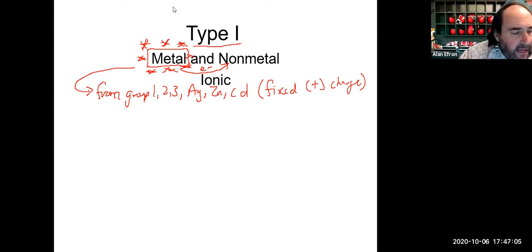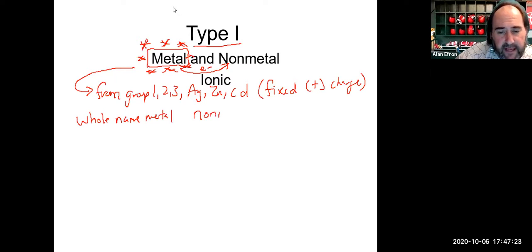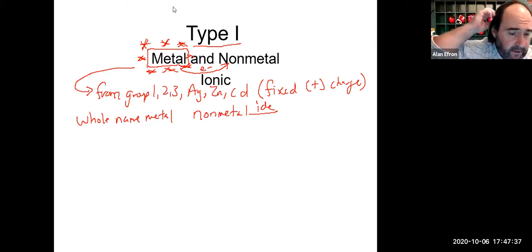So because they have a fixed positive charge, it makes naming these guys pretty straightforward. When you go to name type 1 compounds, you simply use the whole name of the metal. And then the nonmetal, you drop the last part of the name, and that's where you add your IDE. So whole name of the metal, drop the last part of the nonmetal, and put that IDE in there, and you will have your name that you need.